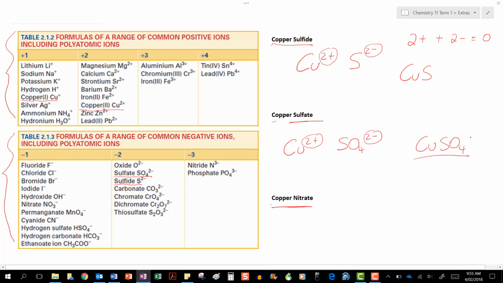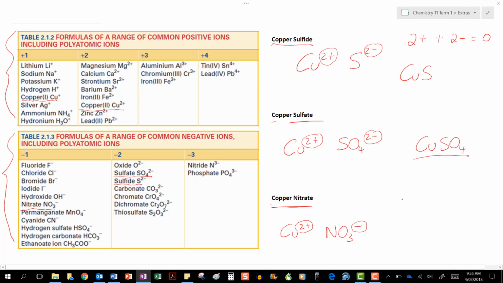Now let's have a look at something where this is different. So we're still sticking with copper, so we've got copper 2+. This time it's nitrate. So if we look in our negative ion side and we find nitrate, here it is. So it's NO3-. Now we have an issue. The two charges are not the same. We have 2+ on this side and minus on this side.